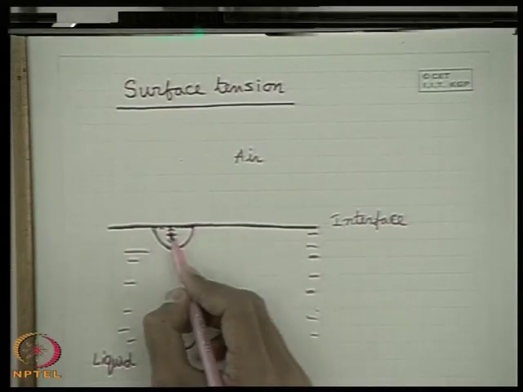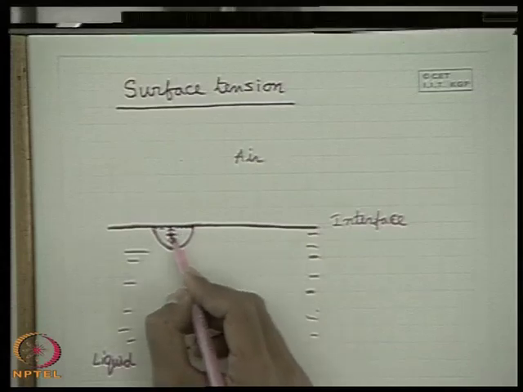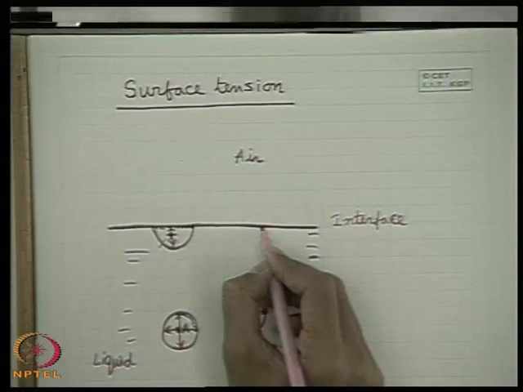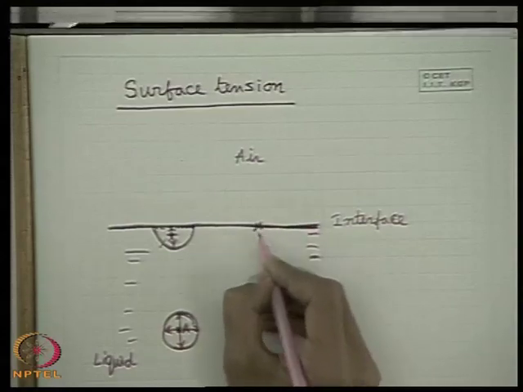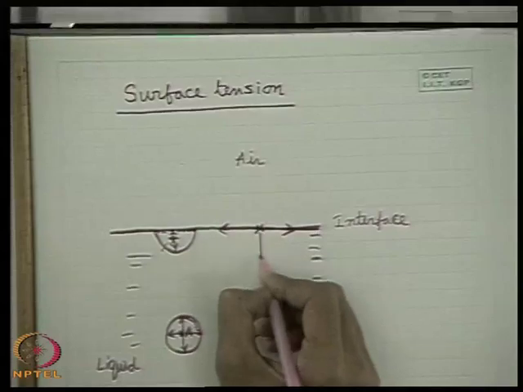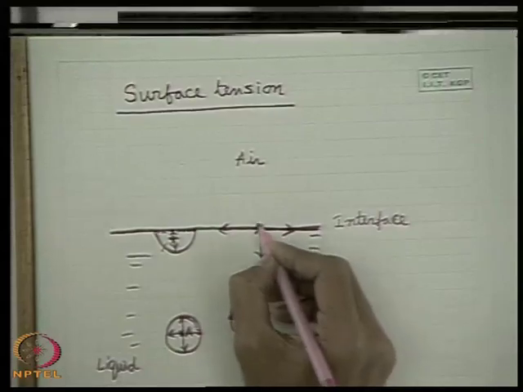So a molecule near the surface experiences a net inward force. When the molecule comes to the surface, it is attracted from the sides and from inside, but there is no molecule which will attract it from the top.